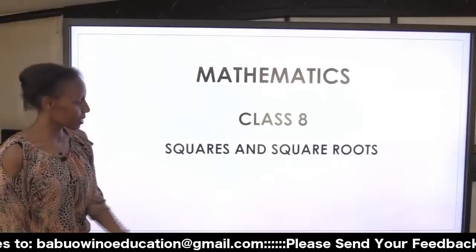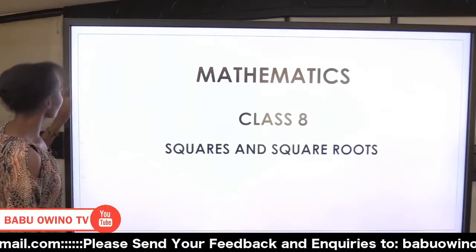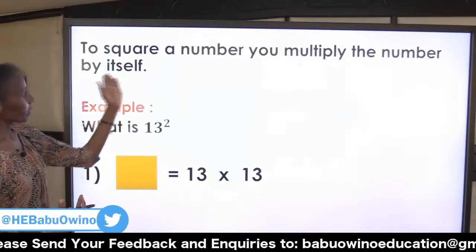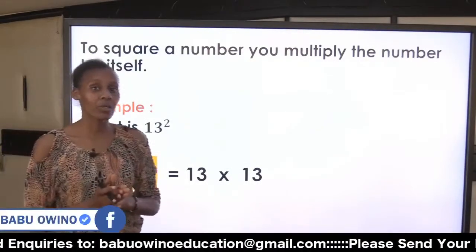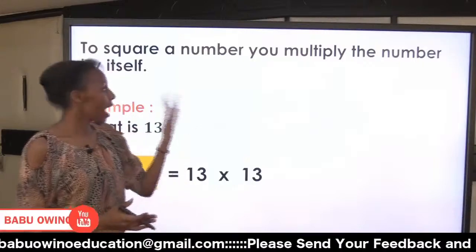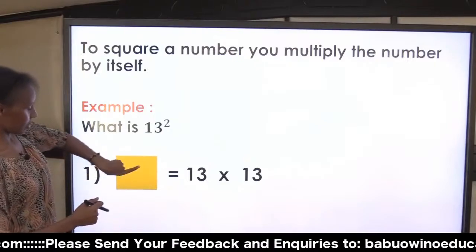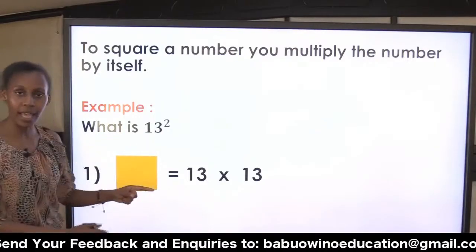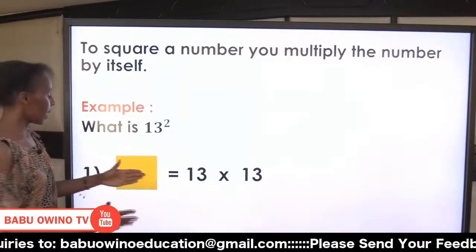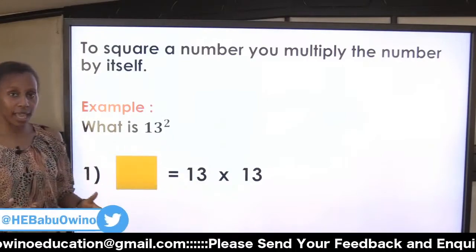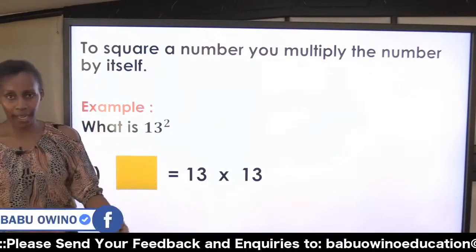In our lesson today, we shall be looking at squares and square roots. And to start us off, to square a number, you multiply the number by itself. I believe that is a statement you have carried through from class 6 up to now. And also, we have an example here. This is a square. You can see that all sides are equal. So when you want to get the area of this square, it means you multiply one side by the other side, which is the same as getting that measurement of one side and then you square it.